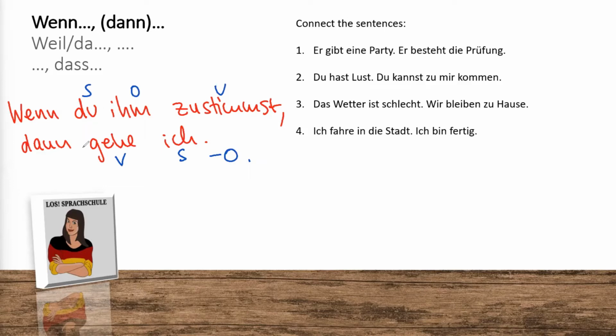So now it looks like S-O-V-V-S-O. How can we remember that? Focus on the position of the verb. The part that gives you the condition, the when, puts the verb at the end. The part that has the dann, the consequence, puts the verb after the comma, so in the beginning. So actually, you can remember wenn dann, the verbs are a little bit kissing. They're next to each other.